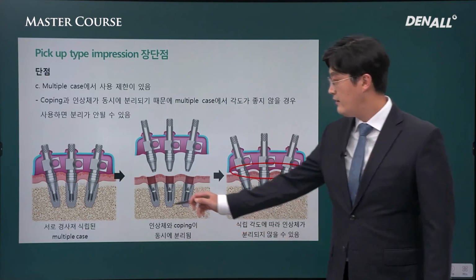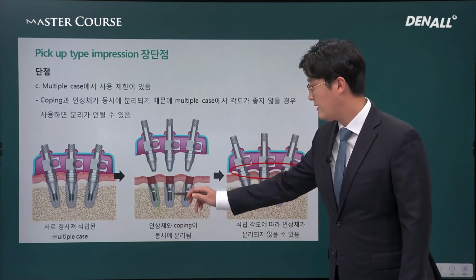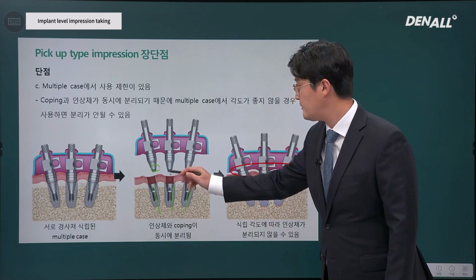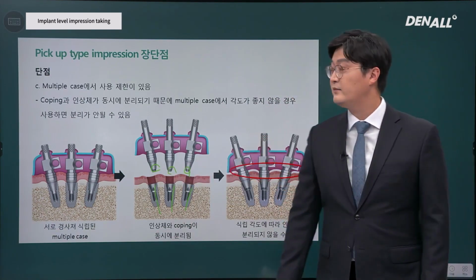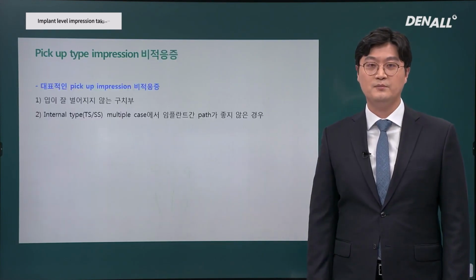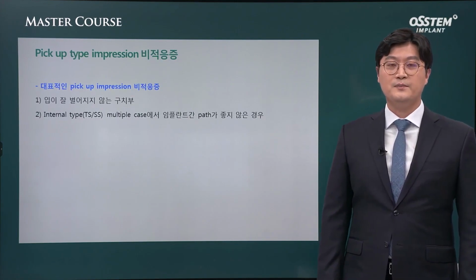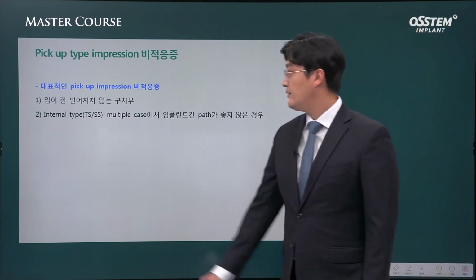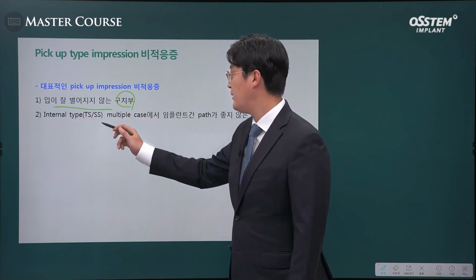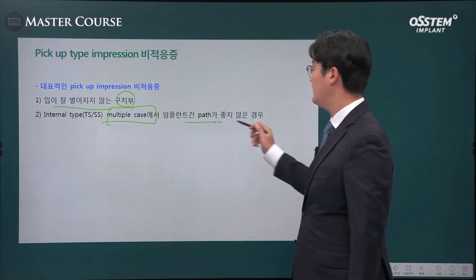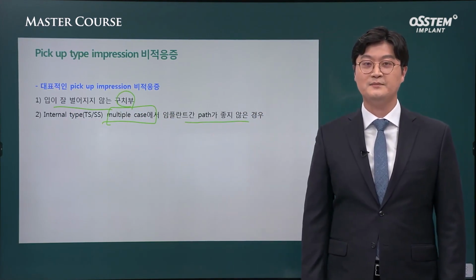In a multiple case, when implants are in parallel, it will be okay. But if they are angulated, the hex parts, when the impression is taken out, can get caught in there. So the pickup type cannot be used. Contraindication of pickup impression. A disadvantage: the posterior region with limited mouth opening. For a multiple case when implant paths are not good, the transfer type would be better.